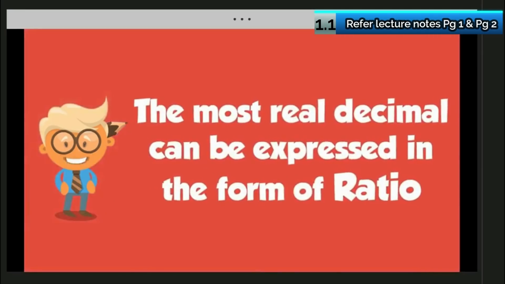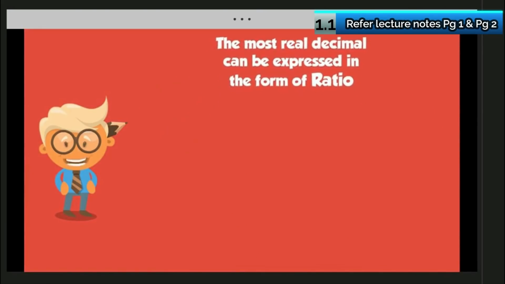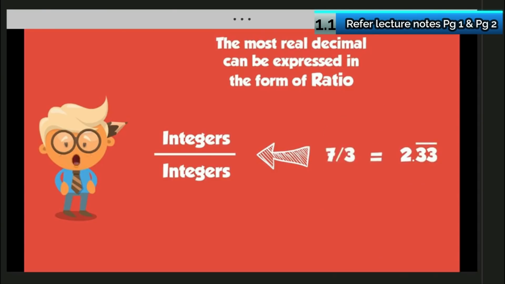Now, most real decimal numbers can be expressed in the form of a ratio. What is meant by this is that the number can be written as the ratio of two integers. Of course, the denominator cannot be 0. For example, 0.4 can be written as the ratio 2 by 5. Minus 0.375 is minus 3 by 8. Also, 2.33, where the decimal 3 repeats forever, can be expressed as 7 by 3.